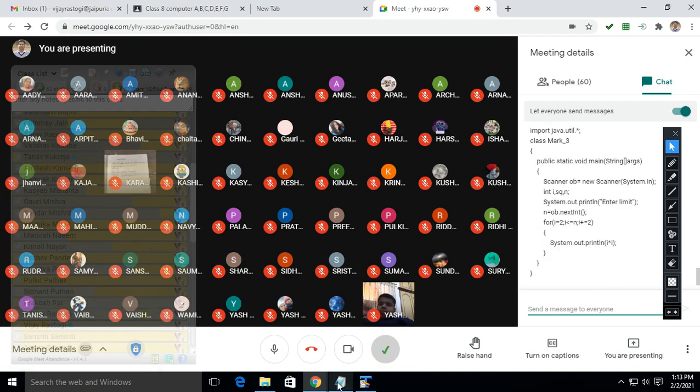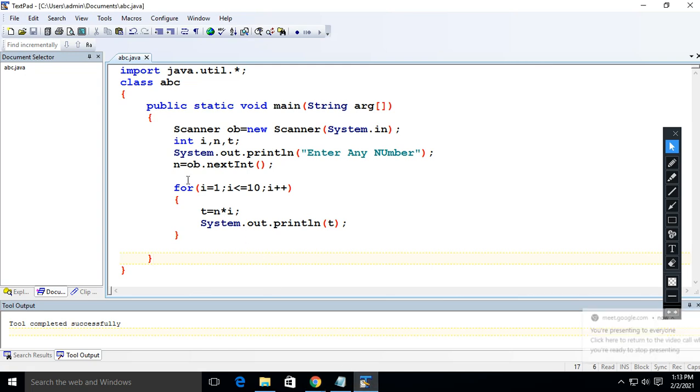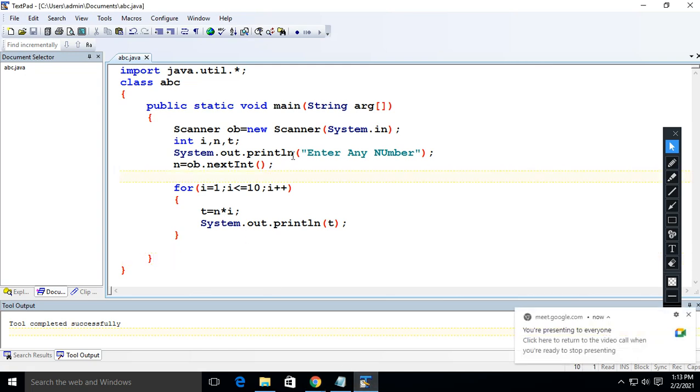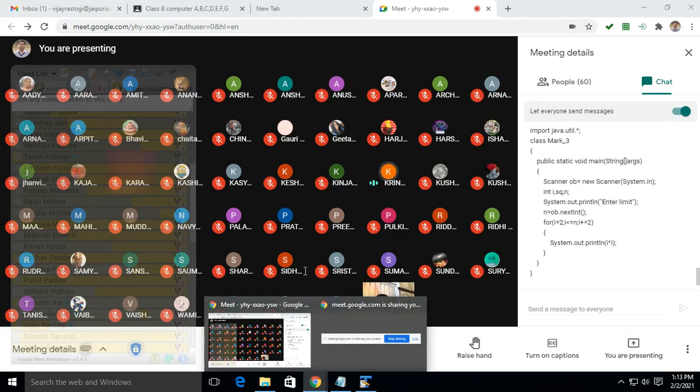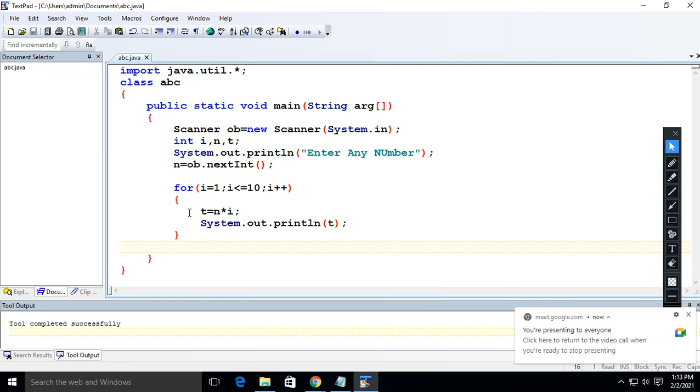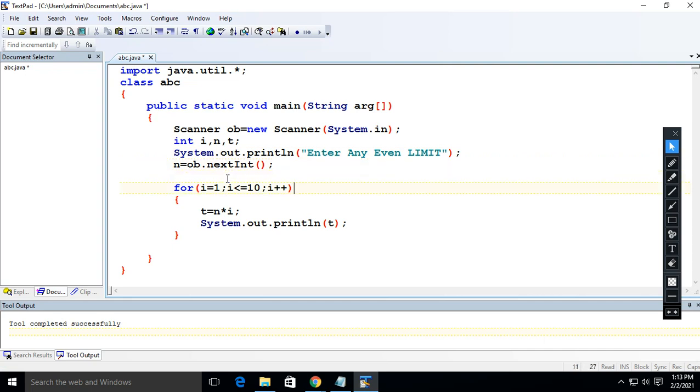Now let me share my screen. I am going to help you. Now see, the question is, is everybody getting my screen? Yes, sir. Please pay attention here. Sir, your voice is not clear. Beta, just relax, you will get my voice clearly. Enter any even limit. This message we are printing, giving to the user.